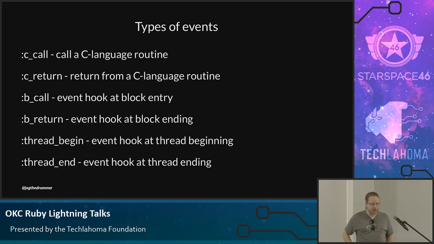C call and C return are much like call and return, but they show you when you step into native C code instead of into and out of Ruby code. B call and B return are similar to method call and return, except they're for blocks. So if you have a block handler in a loop, or something that is going to yield to a block and it's not a named function, B call and B return will show you those instances. And then thread begin and end will notify you anytime a new thread is started or closed.